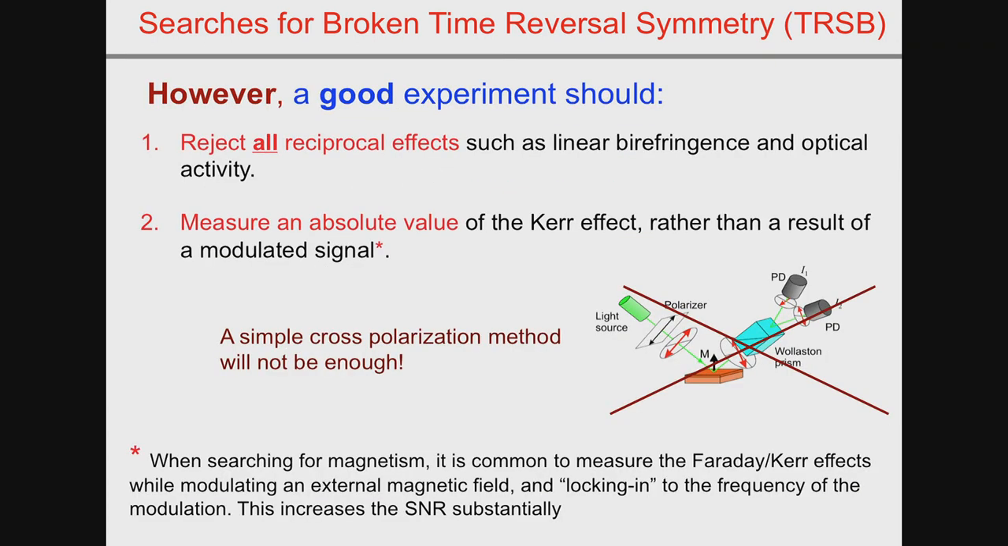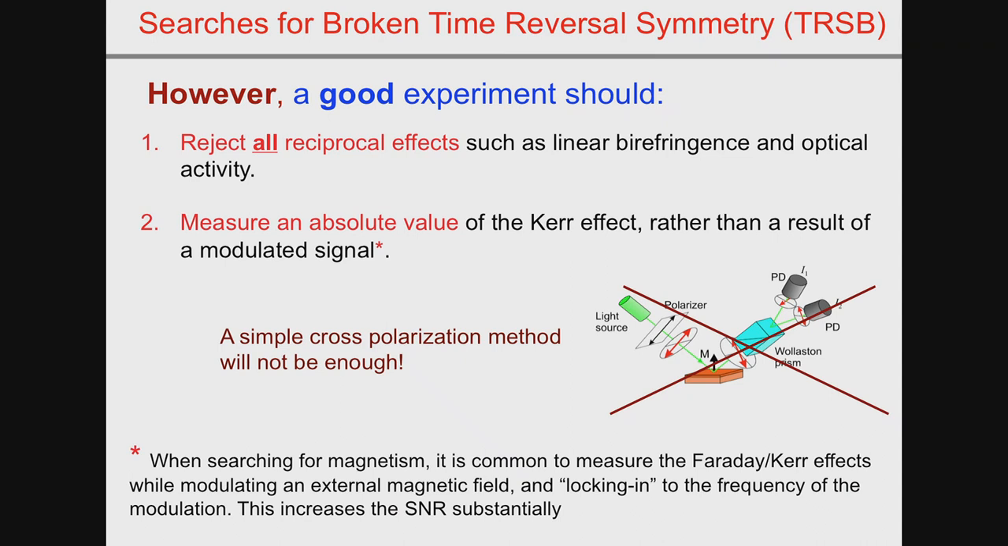The problem is that a good experiment should reject all reciprocal effects, which these people failed to do. And we showed just before that Kerr effect is finite only when reciprocity is broken. Okay? So you need to check whether you don't have any contamination by reciprocal effects. This is not very easy.